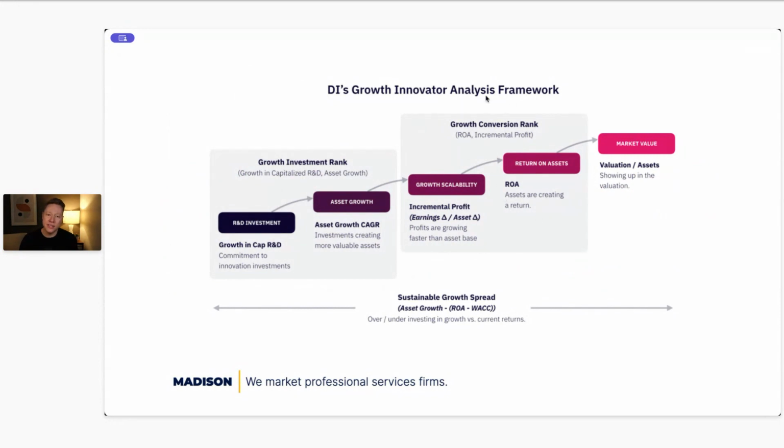And then is it turning into incremental profit or return on assets and that kind of thing? And ultimately, is it increasing the valuation of the business? And so this was our first version of it. It was kind of hard to explain and hard for people to wrap their heads around.